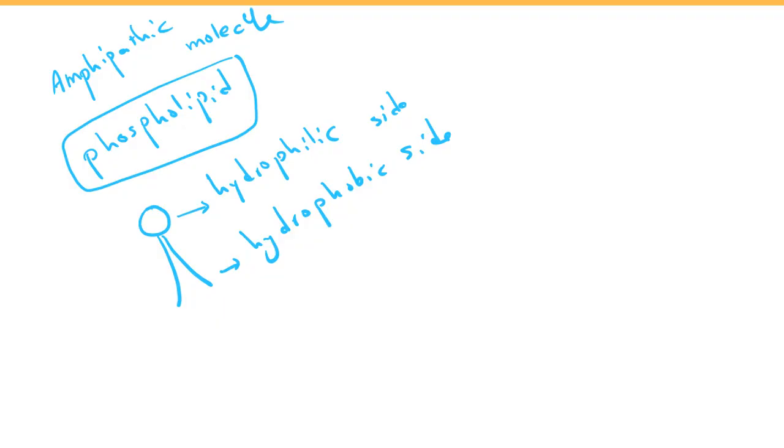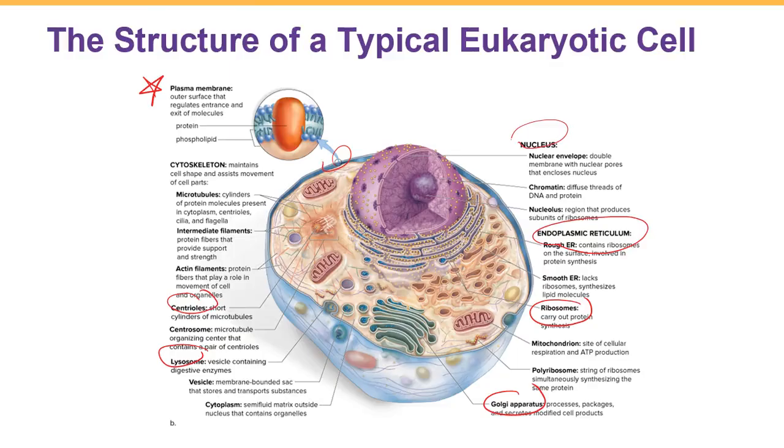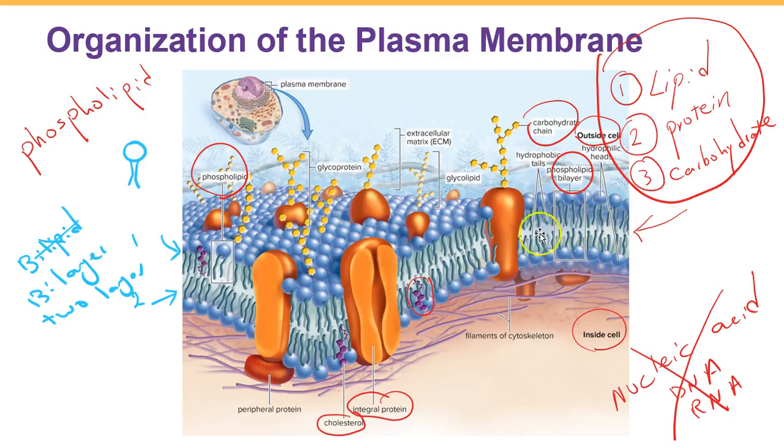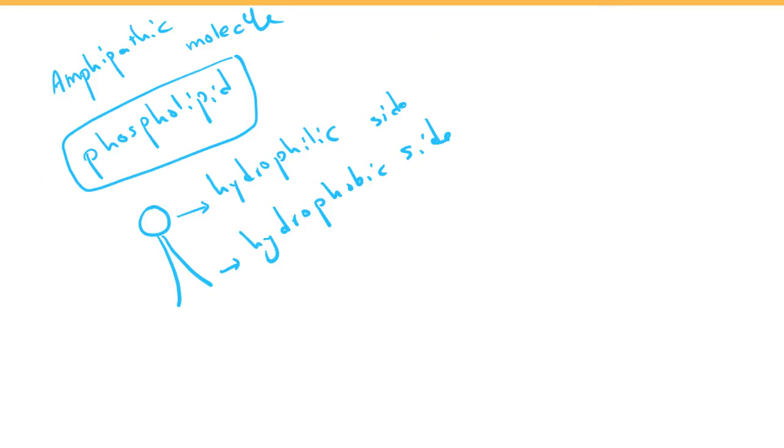are hydrophobic. And we said the plasma membrane is going to be found between, kind of separating, outside of the cell from inside of the cell. What do we have outside of the cell?